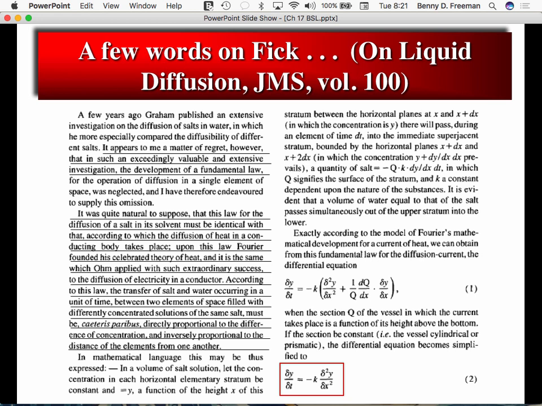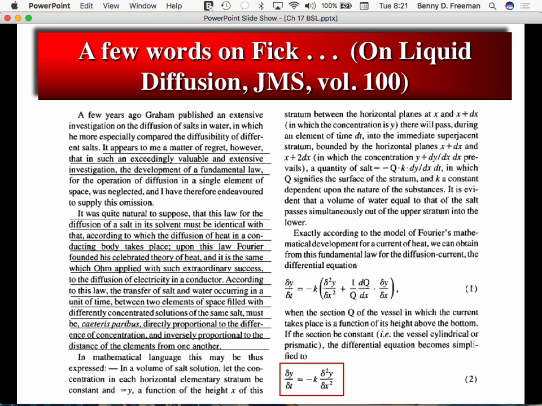And so Fick is talking about work that was published by Sir Thomas Graham investigating the diffusion of salt in water. So Sir Thomas Graham was studying basically the migration of salt from high concentrations to low concentrations in water, and reporting phenomenologically the results that he got. And Fick says, it appears to me a matter of regret that in such an exceedingly valuable and extensive investigation, the development of a fundamental law was neglected. Don't see that in the modern literature too often.